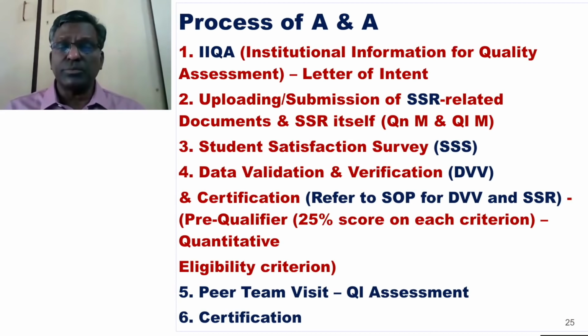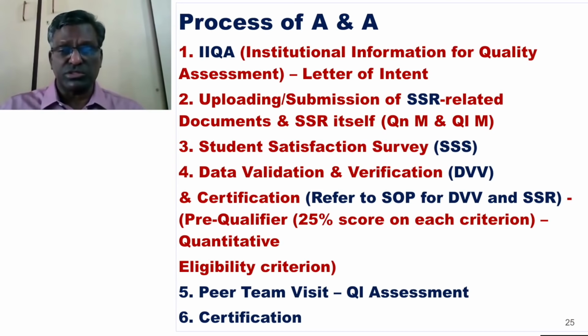Okay, and in the process of DVV, there is something called a pre-qualifier. In this pre-qualifier, the institution has to score 25% on each criterion, and this applies to quantitative metrics. The analogy I can give you is, as I said earlier, when a student wants to join a college, he or she should submit an application. And in most institutions, there is an entrance test, and you have to clear it. You have to secure minimum marks in order to become eligible. So the pre-qualifier is something like that.